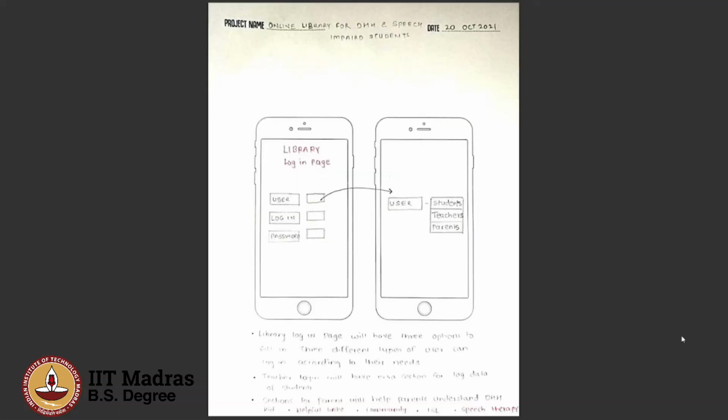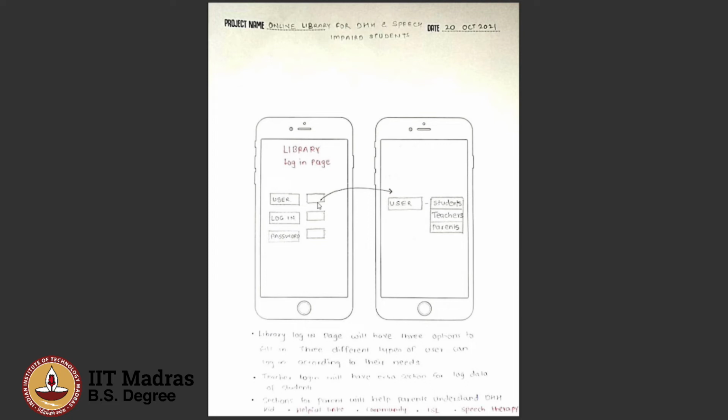So this is a prototype for an online library for DHH and speech impaired students. As we mentioned in the paper prototype, the different screens of the UI, or all the elements of the UI, are drawn on a piece of paper. So here you can see that the first screen which a user encounters is the login screen.